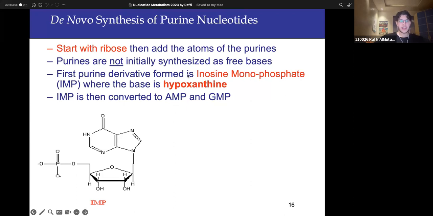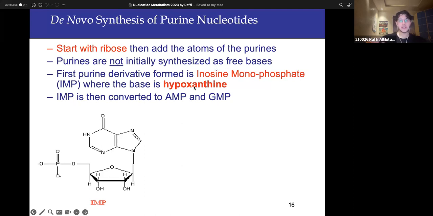So yeah. Now, one thing to note about purine synthesis is that we have a ribose, and essentially we add the atoms of the purines. All right. And remember this point, that we're adding the atoms to essentially make the base. We don't synthesize the free base initially, we eventually make the base. And this is something different from pyrimidines, which we'll talk about later.